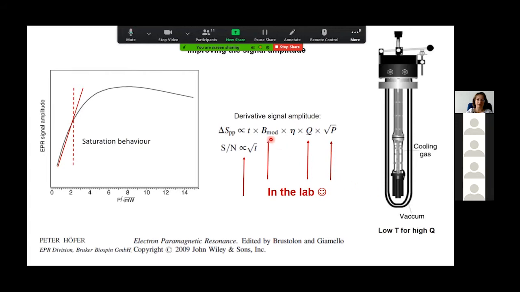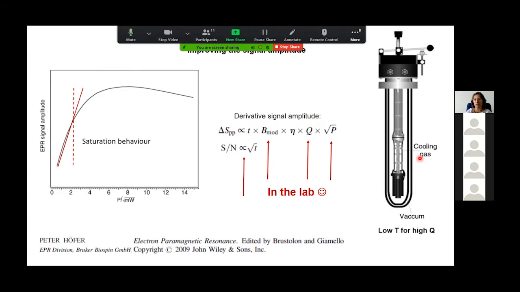Then you have to be careful with the modulation amplitude. And I will show you in the lab how we can handle all these parameters. Moreover, for higher Q factors, we use low temperature measurements.